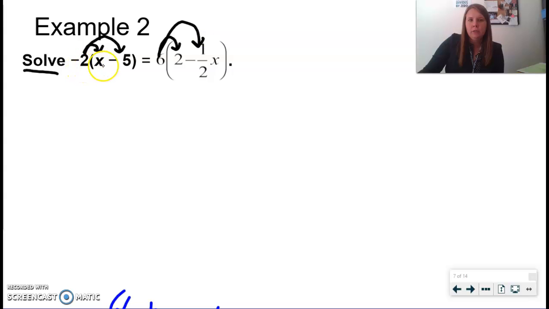So I'm going to distribute this -2 to the x. So I'd have -2x, not to the power of x, I'm just multiplying them through. And then I would have a subtraction, but realize that I could also think of this as a -5, so -5 times -2, which would be a +10, so I'd really end up adding 10.